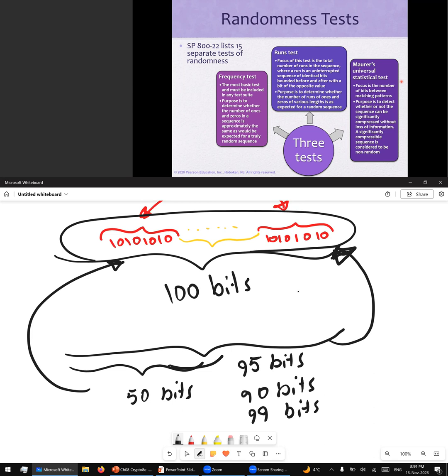Don't worry about it if it feels a little complicated. It's not something that we are going to cover too much. The most important thing that we're going to be covering is the frequency test and the runs test. And more importantly, frequency is what we're going to be focusing on.